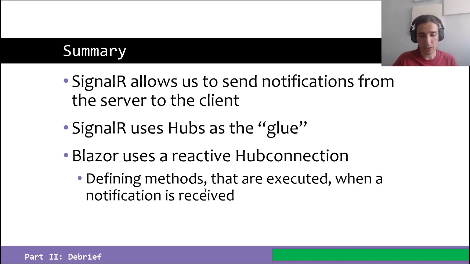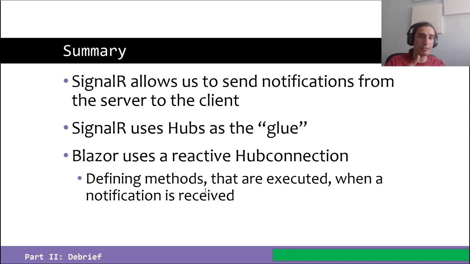SignalR allows us, and this is very important, to send notifications. And I like thinking about it as a notification from a server to a client. Where the classical request and response model has controllers, SignalR uses hubs. And Blazor itself uses, I think, reactive hub connections. Why reactive? We're defining methods that should be executed if an event happened.